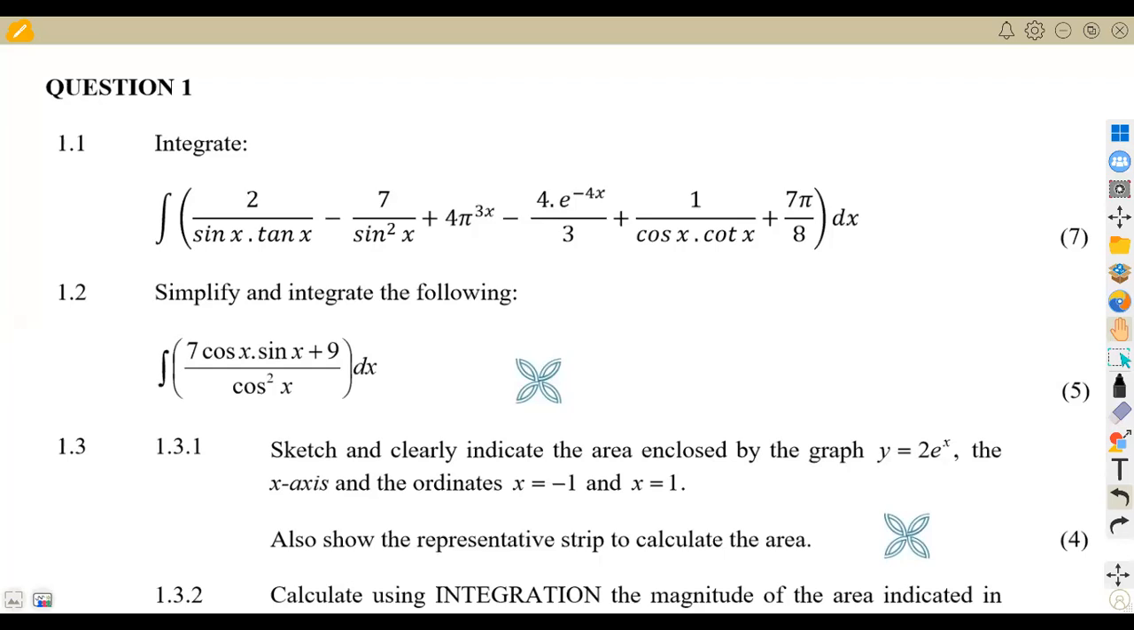So we are not going to waste much time. We are going to quickly rush through the questions that we are given. The first part was for us to integrate, that's 1.1. I've got 7 marks to integrate each and every term that we're given.